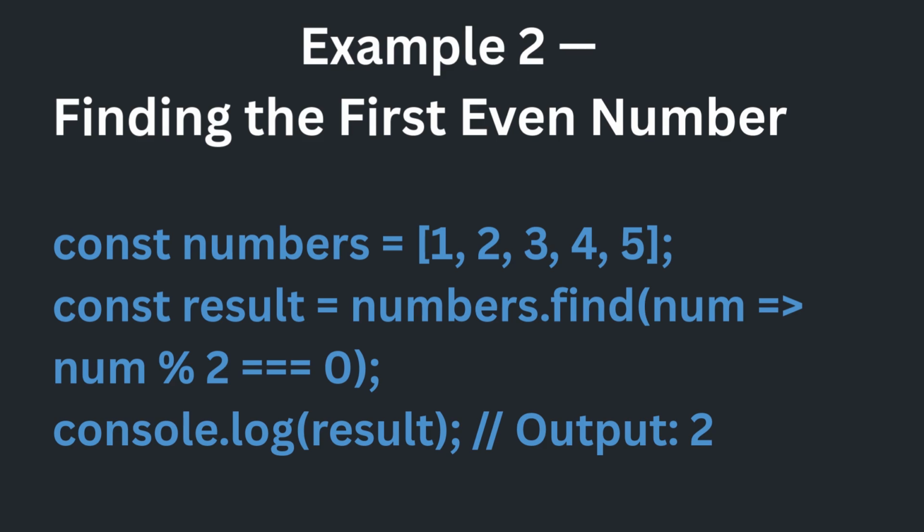Here, we are looking for the first even number in the array. The find method checks each element, and as soon as it finds 2, it returns it. It doesn't continue looking for other even numbers after that.